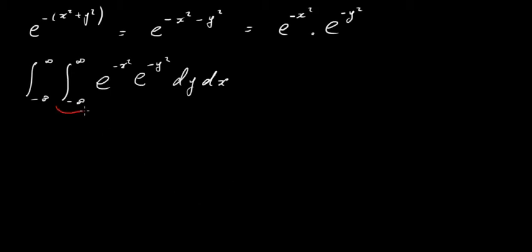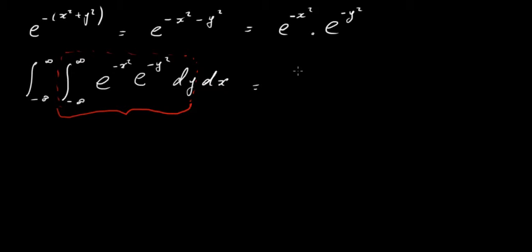Let's have a look at our inner integral first. We're just looking at this part here, so we're not looking at the dx, or this part of the integral. This integral in the middle is integrating with respect to y, which means this e to the power minus x squared can effectively be considered a constant. So what we can do with that is bring it outside the integral.